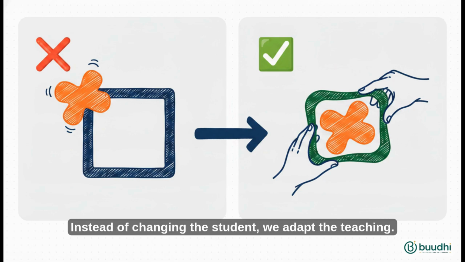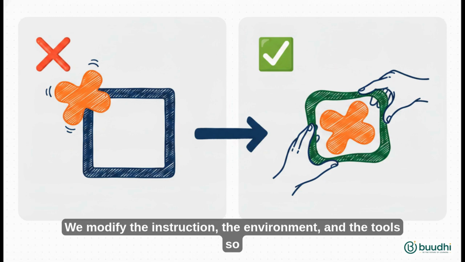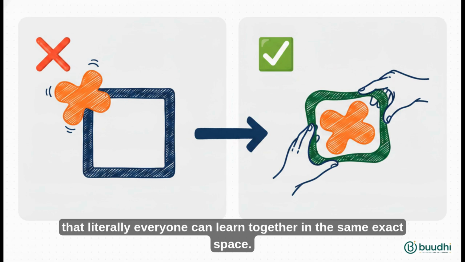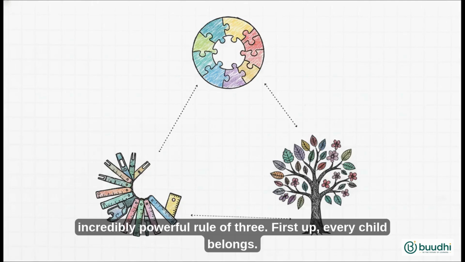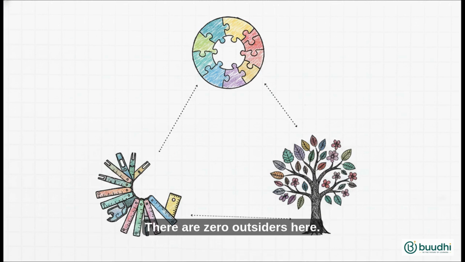Instead of changing the student, we adapt the teaching. We modify the instruction, the environment, and the tools so that literally everyone can learn together in the same exact space. We can unpack this into a very simple, incredibly powerful rule of 3. First up, every child belongs. There are 0 outsiders here.